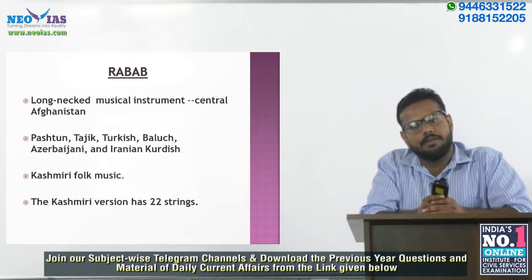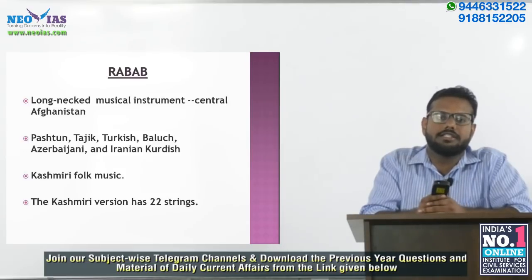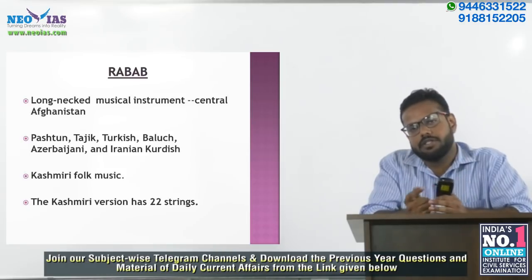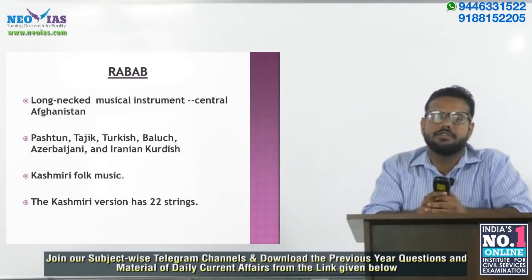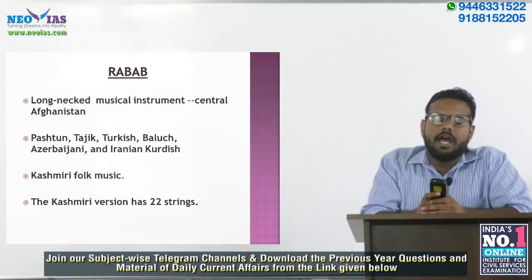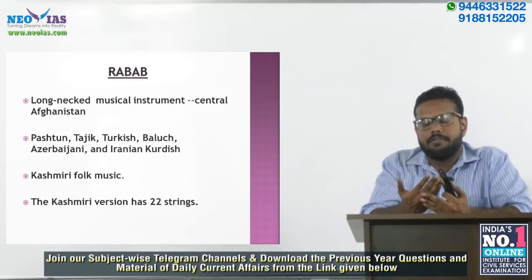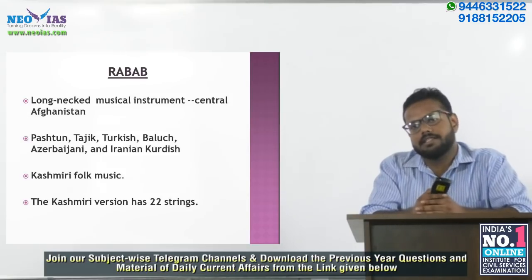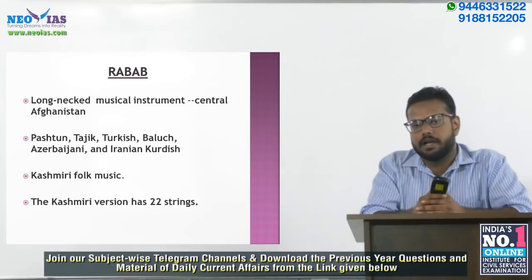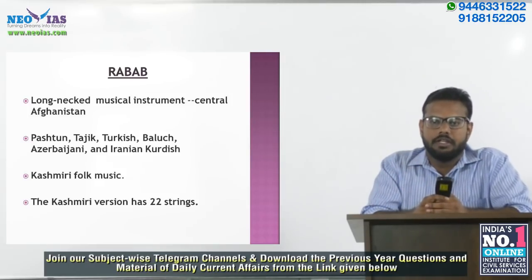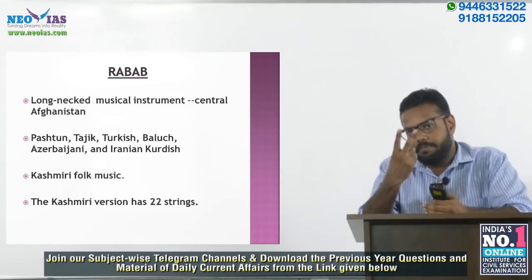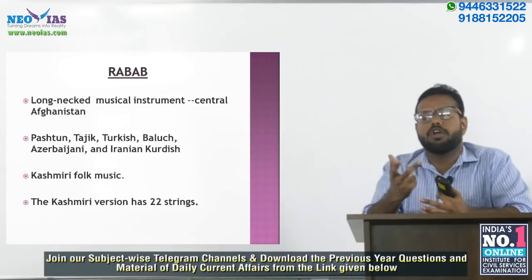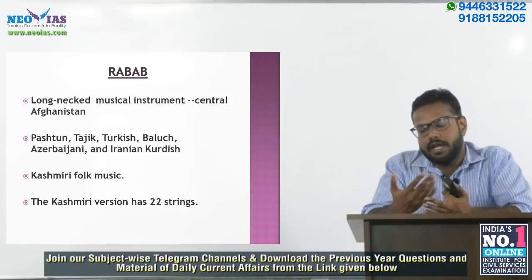And it is popular in the Kashmiri folk music, even though it is indigenous to Tajik, Turkish, Baluch, Azerbaijani and Iranian Kurdish areas. The classical musicians of these particular areas use this instrument called Rabab. And the popular Afghani Rabab has 7 strings, whereas the Kashmiri Rabab has 22 strings. And the main two strings were crafted out of the gut of a goat through an elaborate process.